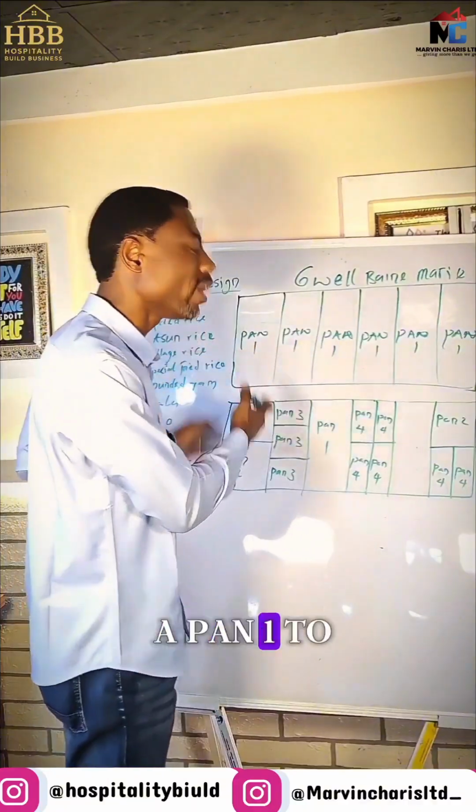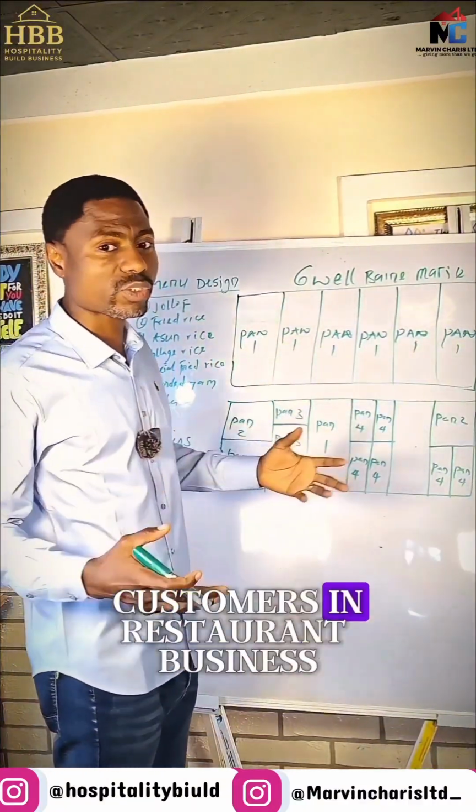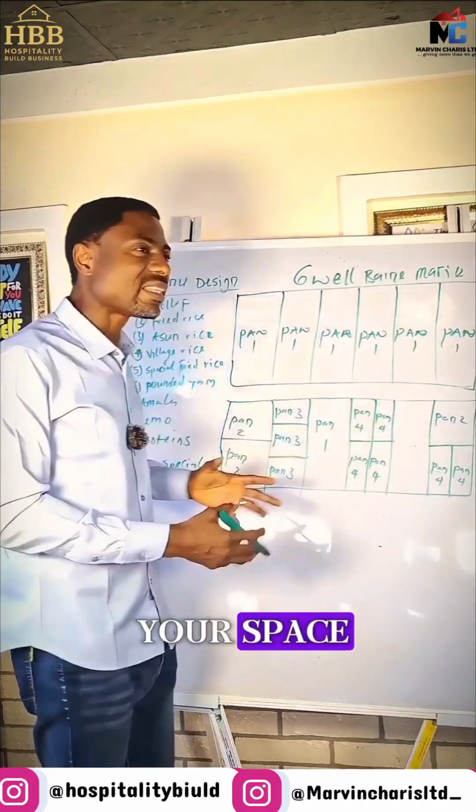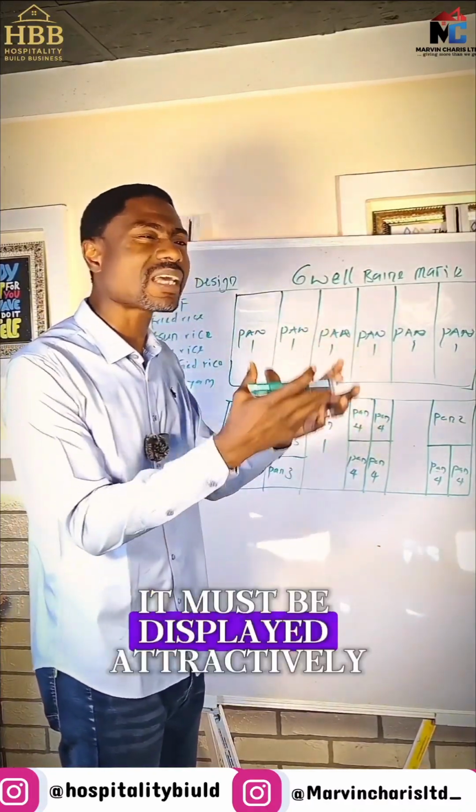If you see that in all the restaurants that you sampled around, they sell jollof rice the most, definitely you know you need a pan 1 to display your jollof rice, because there's something about our customers in the restaurant business: when they come into your space and they see the volume and the way the food is displayed, it must be displayed attractively.